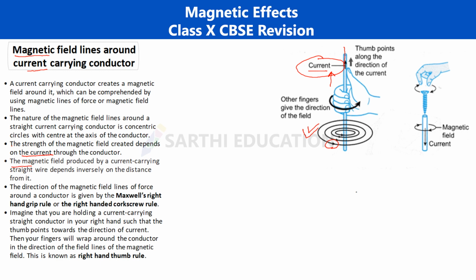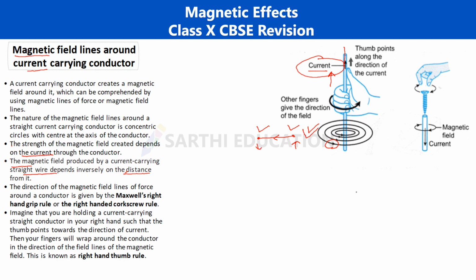The magnetic field produced by a current carrying straight wire depends inversely on the distance from it. If we move far away from this current carrying conductor, from this point to this point, then the magnetic field intensity will decrease. If we go from this point to this point, that is, we are coming near to the current carrying conductor, in this case the magnetic field intensity will increase.